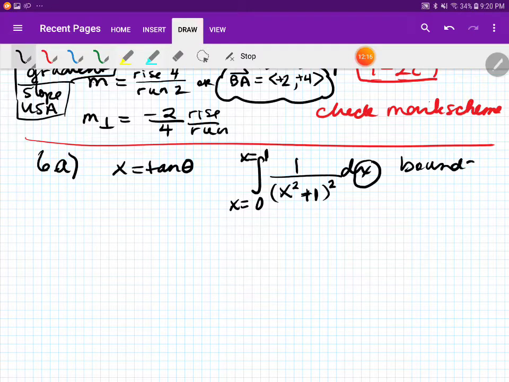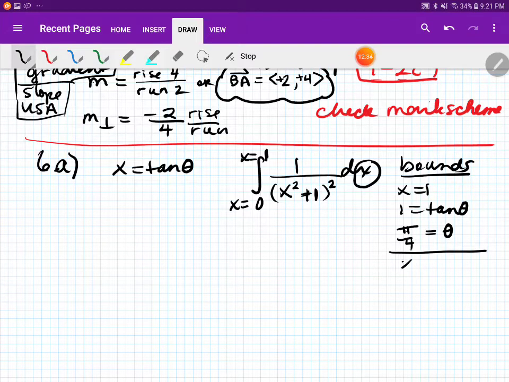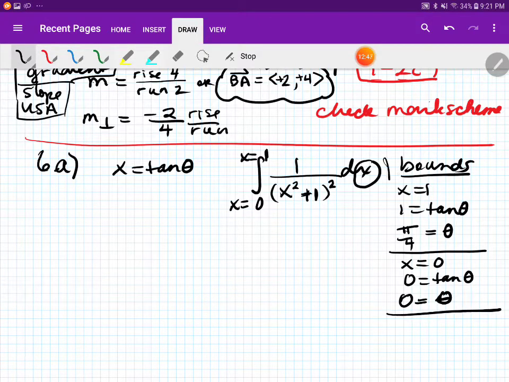Okay, so the bounds, x equals 1 means that 1 equals tangent theta, and theta equals tangent inverse of 1, which has multiple answers, but pi over 4 is definitely one of them, so we'll go with pi over 4 because that's the answer they have. Okay, let's separate out our x equals 0 bound, so 0 equals tangent theta. And then when is tangent theta 0, and that's what they wanted for the bottom bound. Okay, so I feel like I'm convincing enough on the bounds.